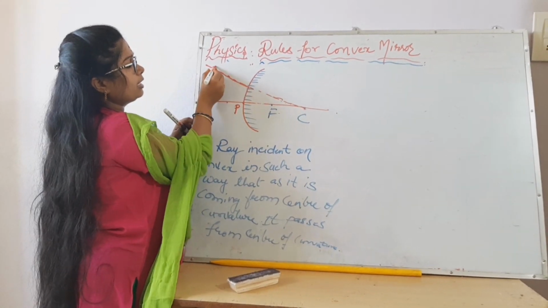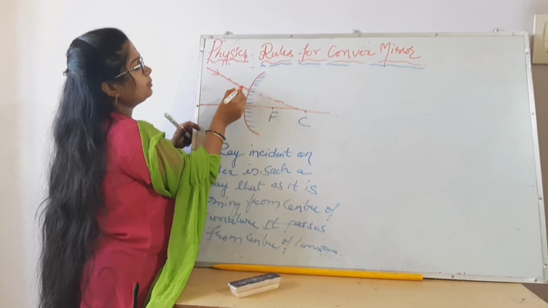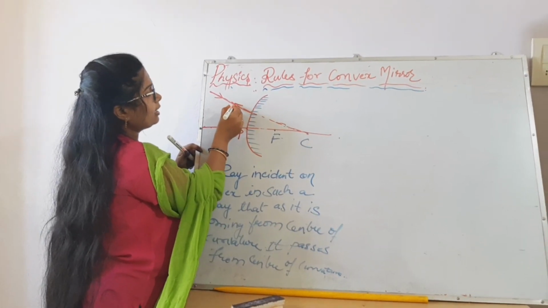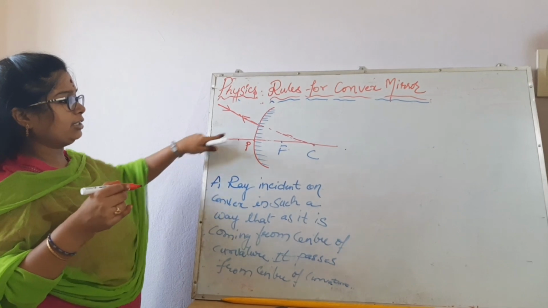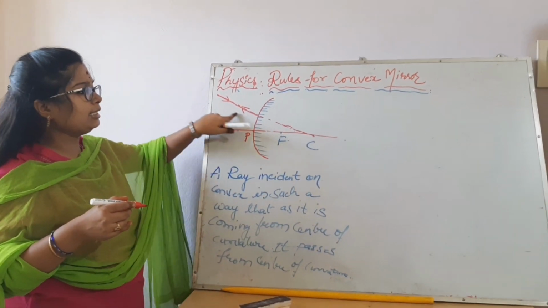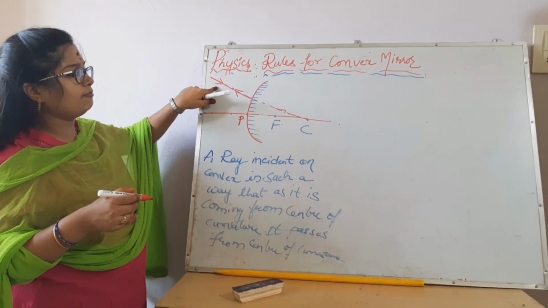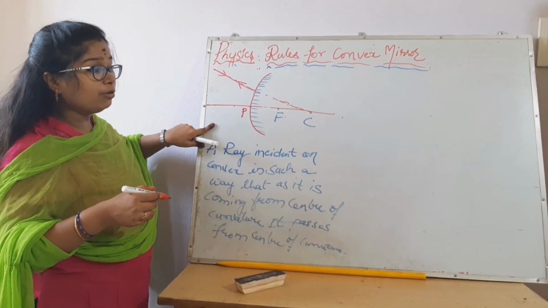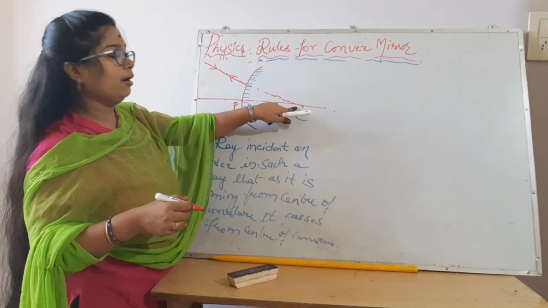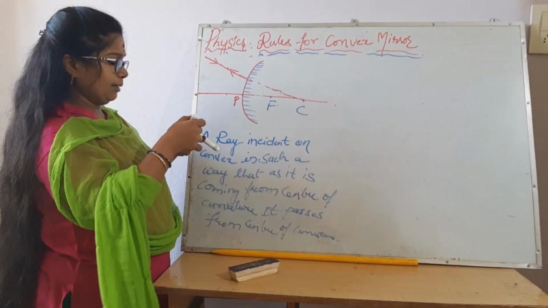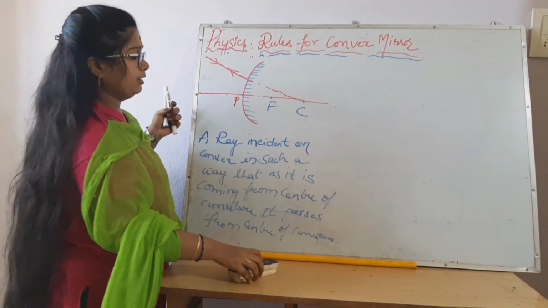So this will be your incident ray and this will be your reflected ray. When you look from here, actually it will be, as the mirror is here, here only the incident ray and reflected ray will be there. But when you look from here, it seems that it is coming from the center of curvature.